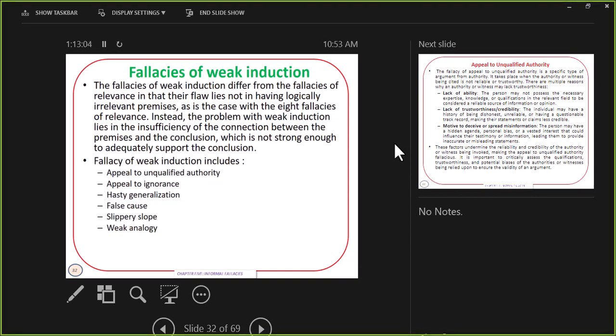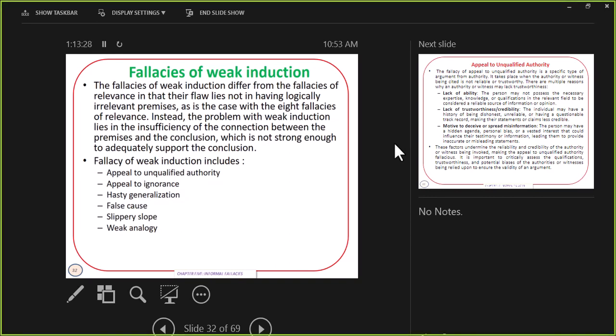In the fallacy of weak induction, where does the problem lie? The problem lies in the insufficiency, the weakness of the premise. The premises are relevant, logically relevant, but they are insufficient or inadequate to support the conclusion, right?